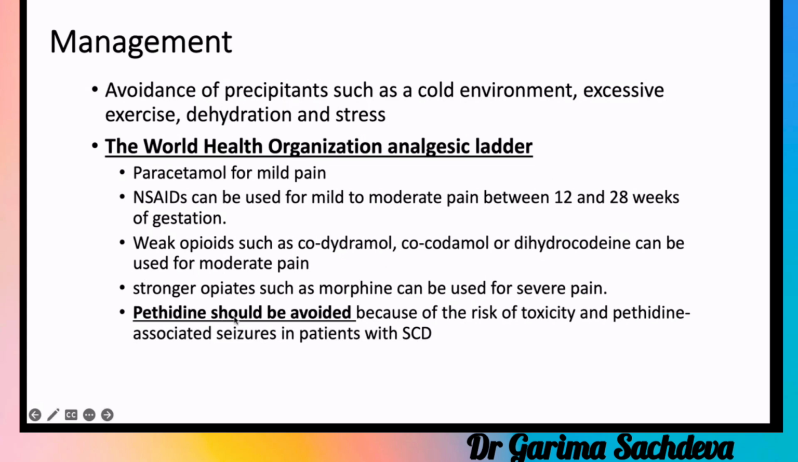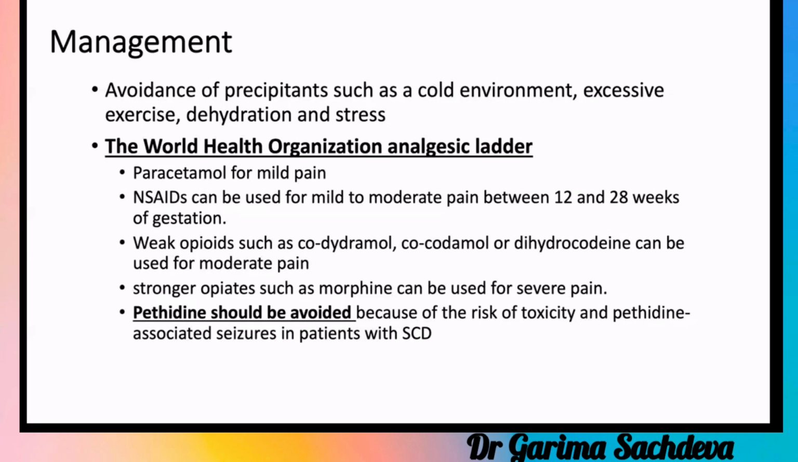One thing which should not be given in cases of sickle cell disease is pethidine. It should be avoided because it can increase the risk of seizures in patients with sickle cell disease. Again, a recall question: pethidine should not be given. Pethidine is usually used as a labor analgesia, so this will be asked in various modules. There are multiple options to control labor pains.